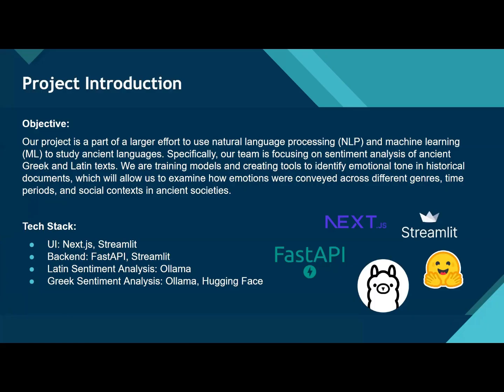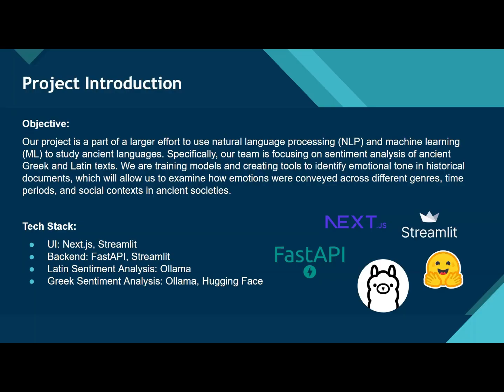For this project, we are part of a larger effort using natural language processing and machine learning to study ancient languages. Our specific focus is sentiment analysis on ancient Greek and Latin texts. The objective is to train models and build tools that can detect emotional tone in historical documents and texts, so that we can analyze how emotions were expressed across genres, time periods, and social contexts.